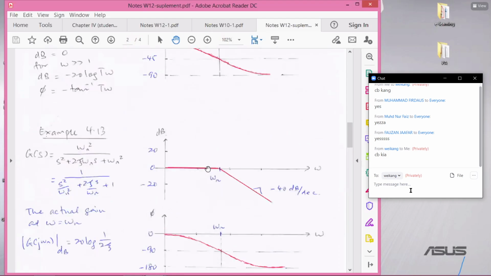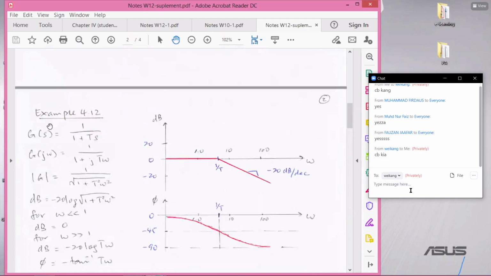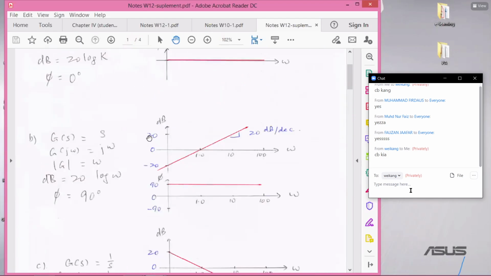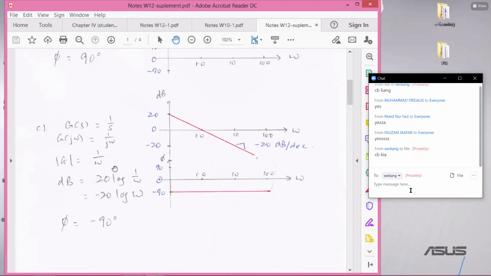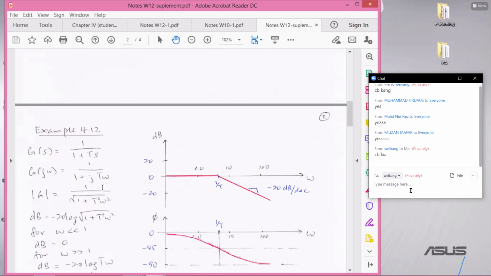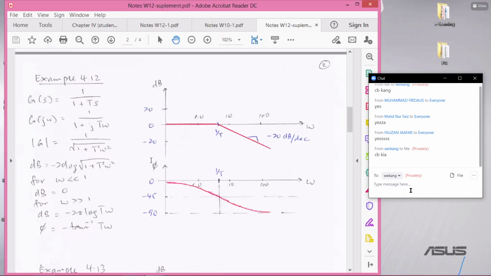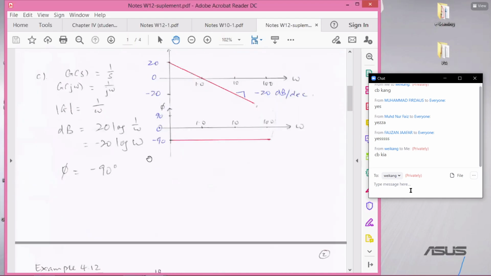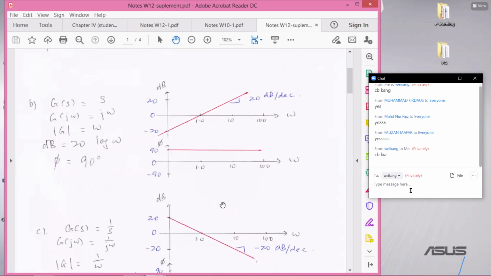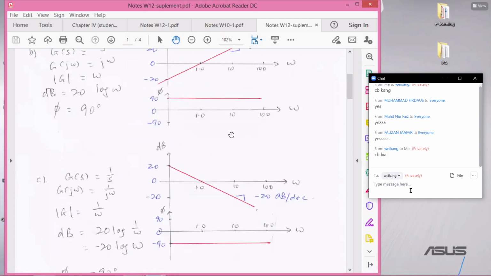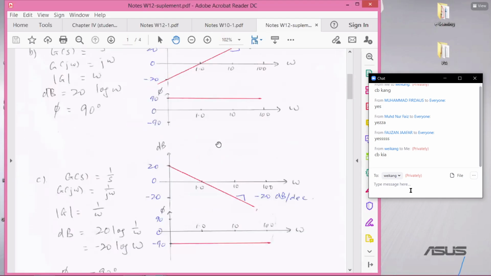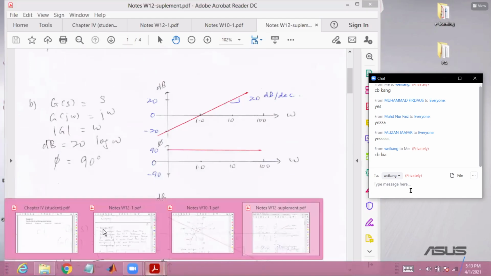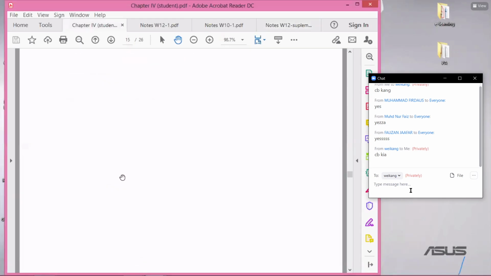Normally we will not have just this simple term. Normally we will have a combination of terms like K, 1 over s, 1 over 1 plus ts. If you have a combination of the terms, all you have to do is add these lines together to get the resultant Bode diagram curve. For that, we are going to look at an example.